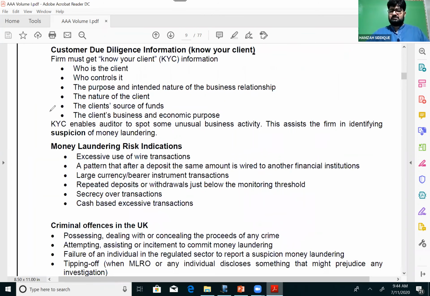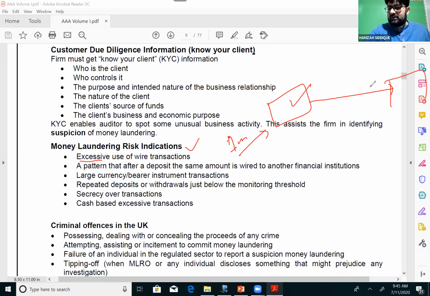Indicators. What are the indicators? If the company is using excessive wire transactions. Remember, the word excessive is very important. More than normal, abnormally high. The company deposits 1 million in one account and then immediately transfers to another account. A pattern: the amount is deposited in one account and transferred to the other.